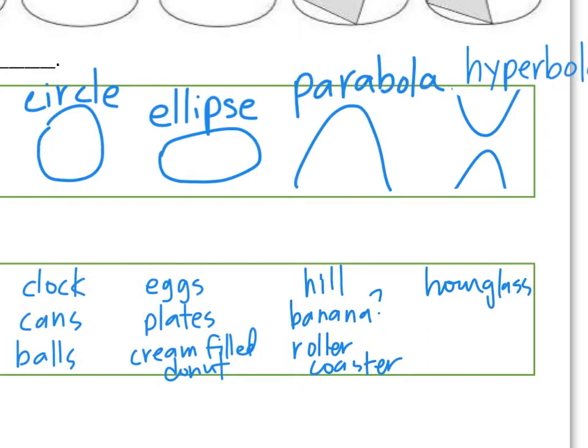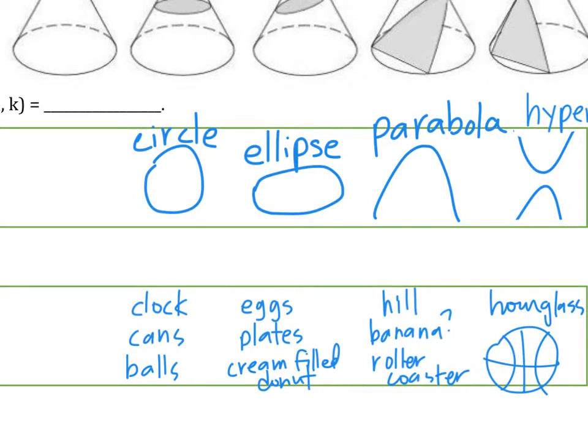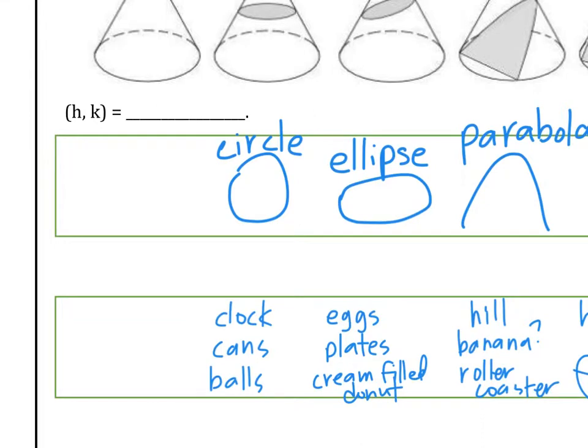Anything else? Can't think of any. How about lines on a basketball? All right. Huh? Thinking outside the box. Yeah, think outside the box or the cone.